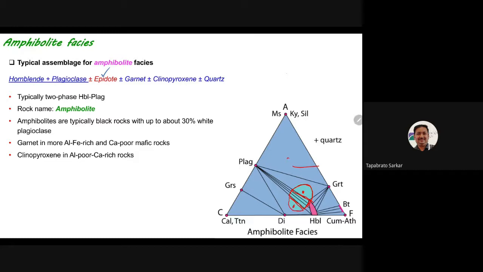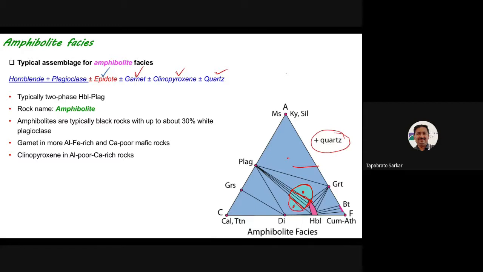So what you see is that in the amphibolite facies, the different options are you have to have plagioclase and hornblende. Depending on the composition, if the bulk composition is slightly aluminium rich, then we can have garnet. If the bulk composition is slightly calcium rich, we can have clinopyroxene. So we can have garnet, we can have clinopyroxene, plus quartz is already in the diagram. We can have some amount of quartz, and we have shown under what conditions epidote can be present.